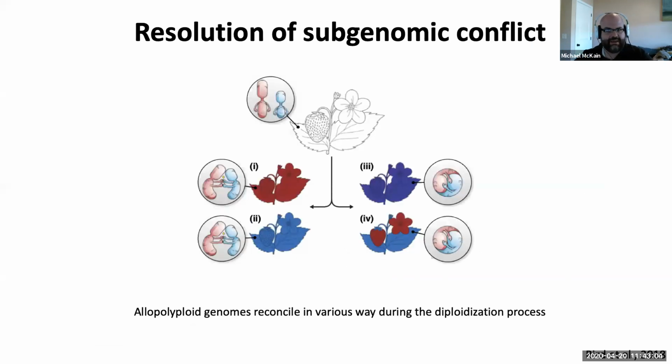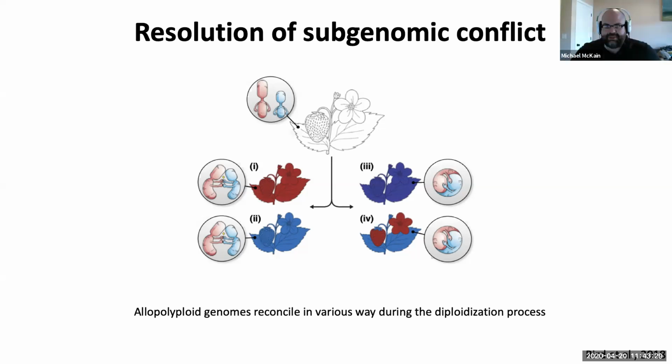So what does that mean from another perspective? When we have a polyploid genome that's coming together and functioning, there has to be some resolution of this subgenomic conflict. These two subgenomes functioned just fine on their own, and now they have to come together and function as a whole. There's a lot of changes that occur really rapidly to do this.